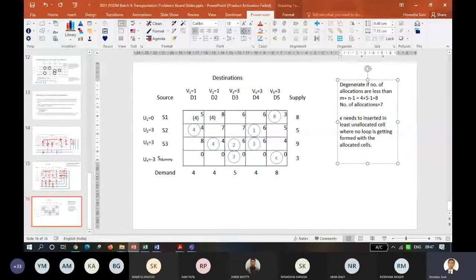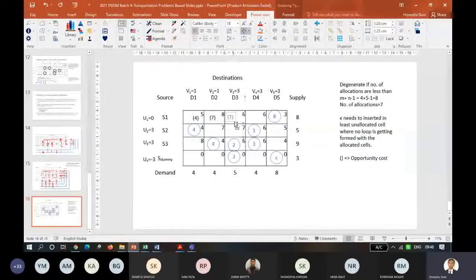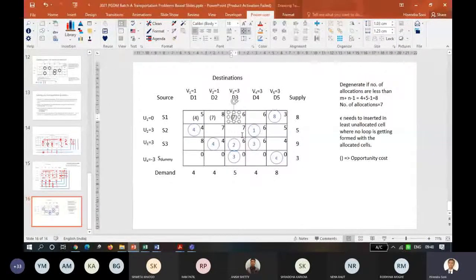This is how you indicate an opportunity cost. Fine. What about the opportunity cost for this cell? 8 minus 1 plus 0. 1 plus 0 is 1. 8 minus 1 is 7. What about the next unallocated cell? What will the opportunity cost be here? 0 plus 3 is 3. 6 minus 3 is 3.